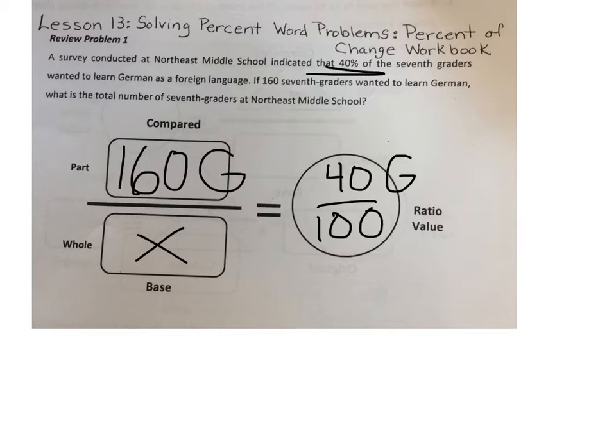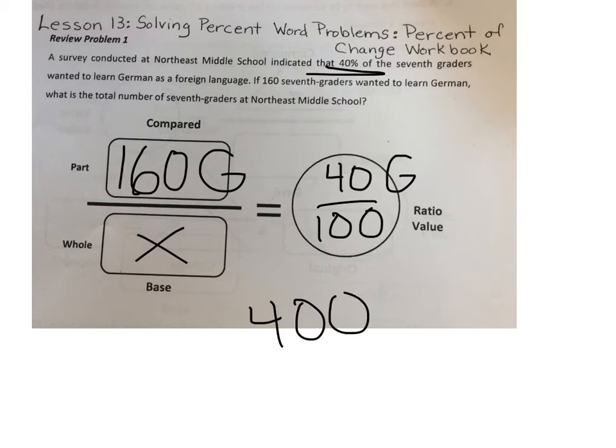What's the total? So 160 is the amount that want to learn German, and we're looking for the total. And we remember when we do percent problems, the bottom number is always our total. So you can go ahead to find that missing number. You can go ahead and multiply across, 160 times 100, and then divide by 40. And the answer is 400.